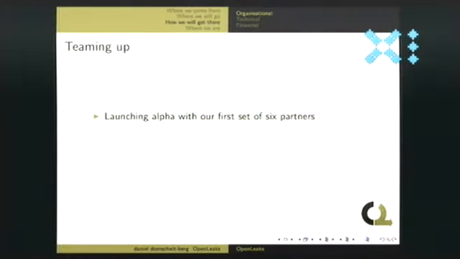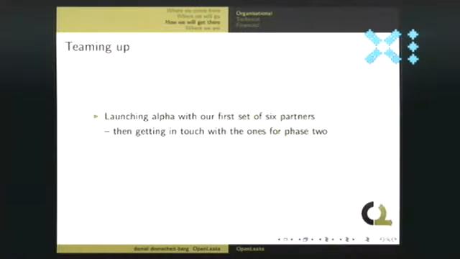So, how do we get there? This is split up into three parts. We have an organizational angle that I'd like to talk about, a technical angle and a financial angle. In respect to the organization, we're teaming up. We are at the moment launching our alpha stage, hopefully soon, with the first 6 partners that we are working on.